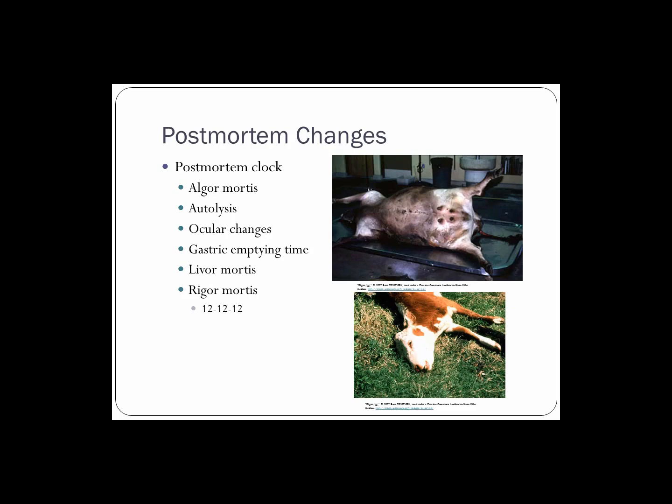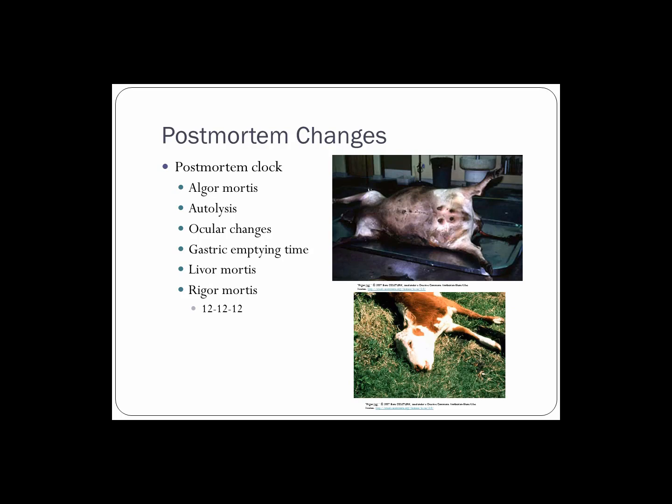Now, rigor will start very, very quickly if there was perimortem exercise, such as a violent struggle, maybe convulsions, or high body temperatures. So anything that can deplete ATP very quickly in muscles, if that happened right around death, then rigor mortis is going to set in very quickly after death. If rigor starts very quickly, it'll go very fast.